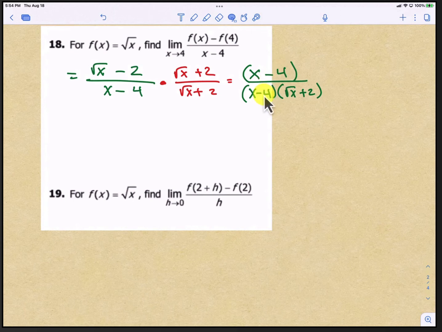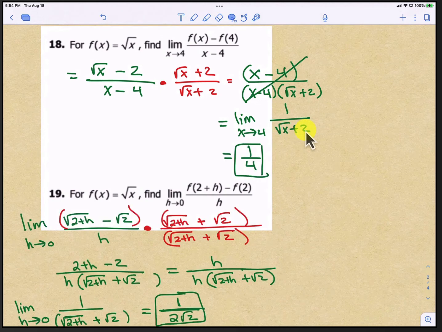You can see now that the x minus 4's will cancel each other, and that leaves us with 1 over the square root of x plus 2. That's the limit as x approaches 4. Direct substitution, replacing x with 4, you'll end up with 1 over square root of 4 plus 2. Square root of 4 is 2, and that's going to be 2 plus 2 on the bottom. So our final answer is going to be 1 over 4.